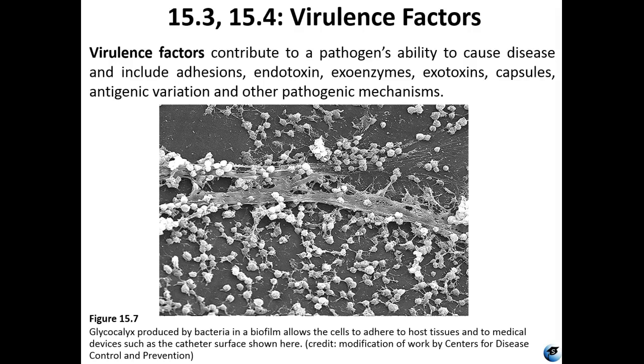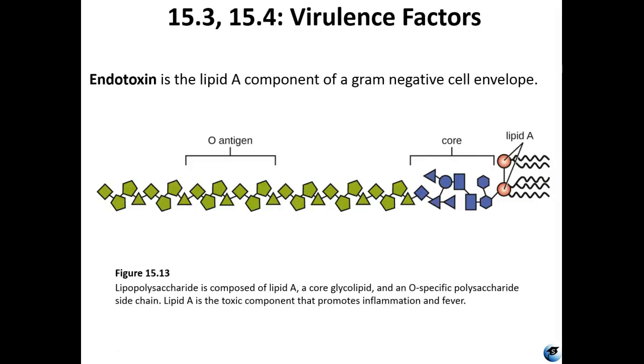Endotoxin is the lipid A component of a gram-negative cell envelope. So we're going to talk some more later about the difference between gram-negative and gram-positives. For now, just know that an endotoxin is associated with the lipid A of gram-negative cells. So figure 15.13, lipopolysaccharide is composed of lipid A and an O-specific polysaccharide side chain. Okay, lipid A, here's the important bit, is the toxic component that promotes inflammation and fever. And see, both of these are signs, not symptoms.